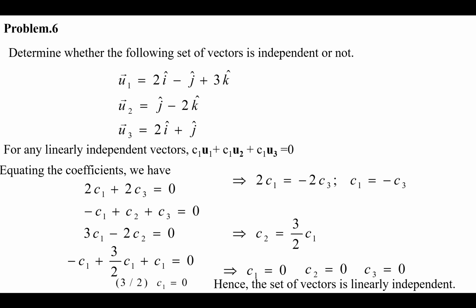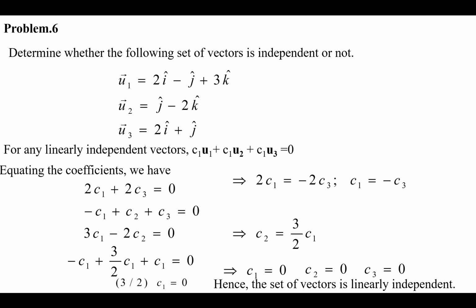Now we'll go for problem number 6. Determine whether the following set of vectors is independent or not. Now 3 vectors are given and we are going to find out whether they are independent or not. For linearly independent vectors, we know the equation C1 U1 plus C2 U2 plus C3 U3 equals 0.